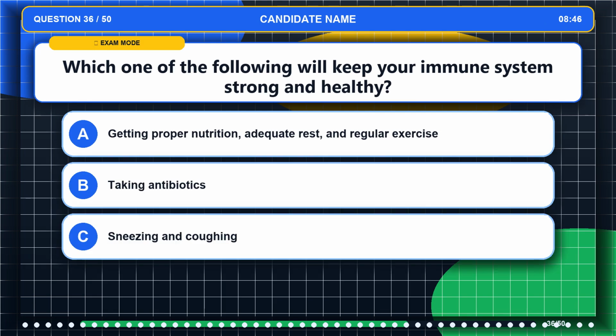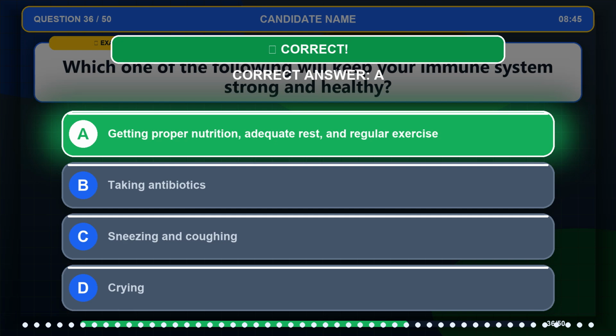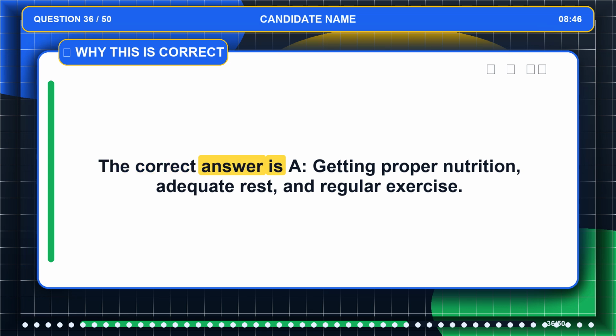Question 36. Which one of the following will keep your immune system strong and healthy? Option A, getting proper nutrition, adequate rest, and regular exercise. Option B, taking antibiotics. Option C, sneezing and coughing. Option D, crying. The correct answer is option A, getting proper nutrition, adequate rest, and regular exercise.